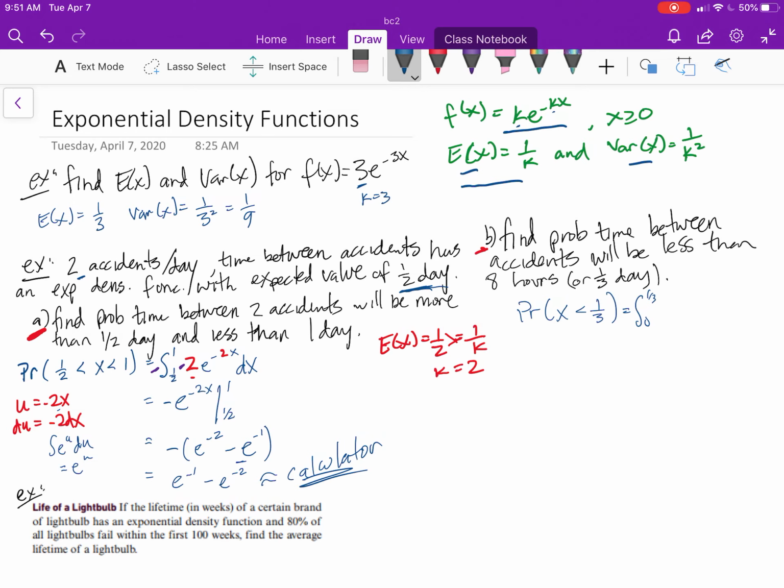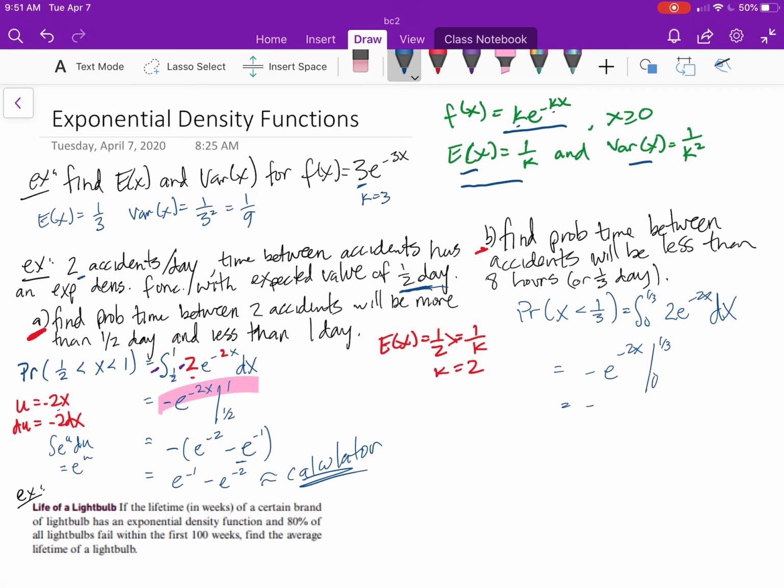in fact, we already did all this work, right? I know this is the result, but I'm going to go in and write it again. So 2e^(-2x) dx. Okay. So using our substitution, we know it's going to be negative e to the negative 2x, ranged from 0 to 1/3.